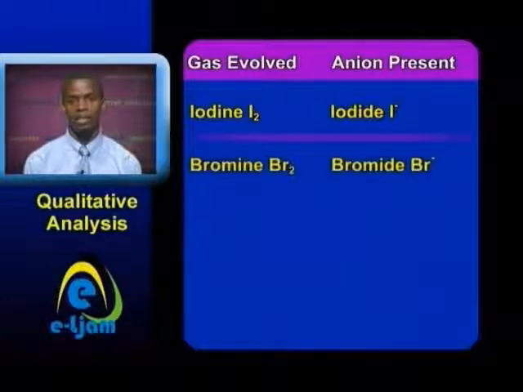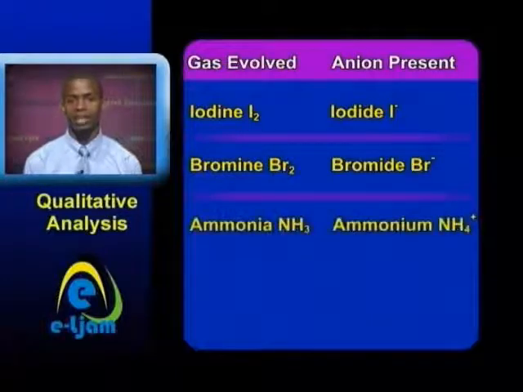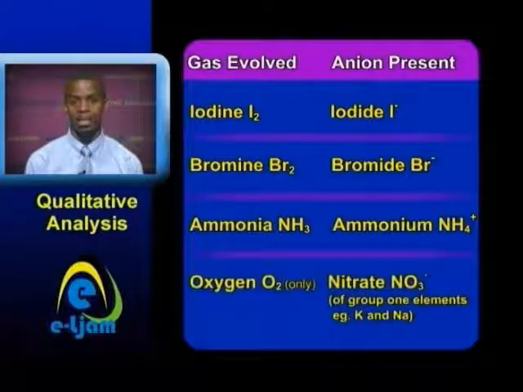The evolution of bromine indicates the presence of a bromide. The evolution of ammonia indicates the presence of an ammonium salt. Oxygen by itself indicates the presence of a nitrate of a reactive metal, usually potassium and sodium. The nitrates of the group 1 elements thermally decompose to the metal nitrite and oxygen.